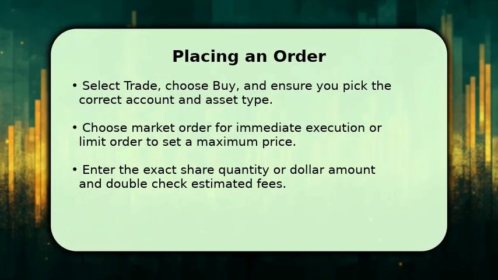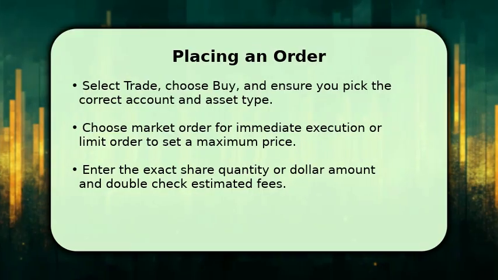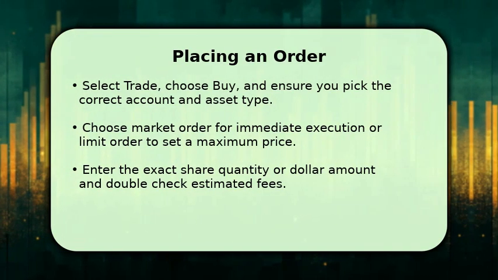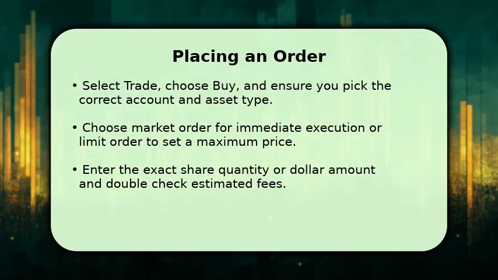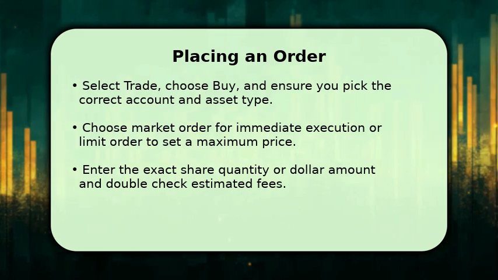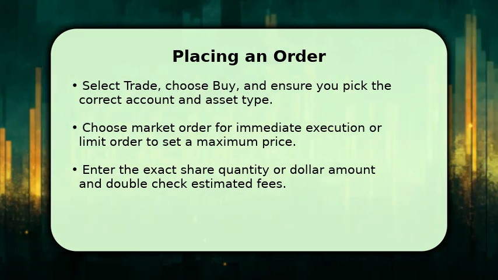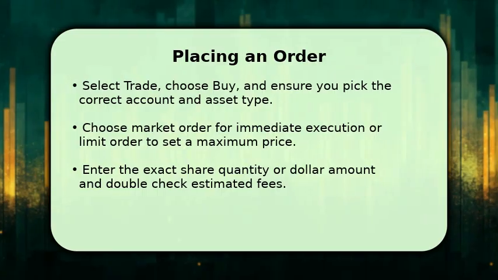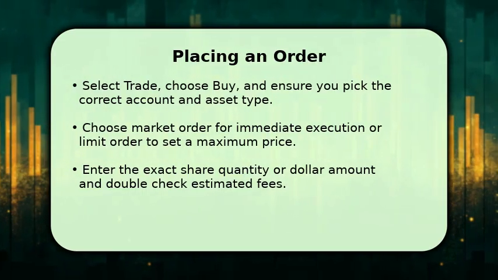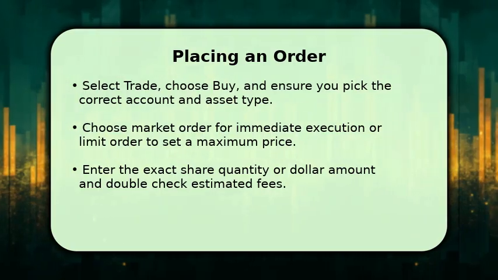When you place an order, choose the right account and confirm buy as the action, then pick Market or Limit depending on execution preference. For limit orders, set your target price and duration. For market orders, expect immediate fill at current price. Enter share quantity or dollar amount, review estimated commissions or fees, and confirm the order while keeping an eye on available cash and unsettled funds to avoid rejection.